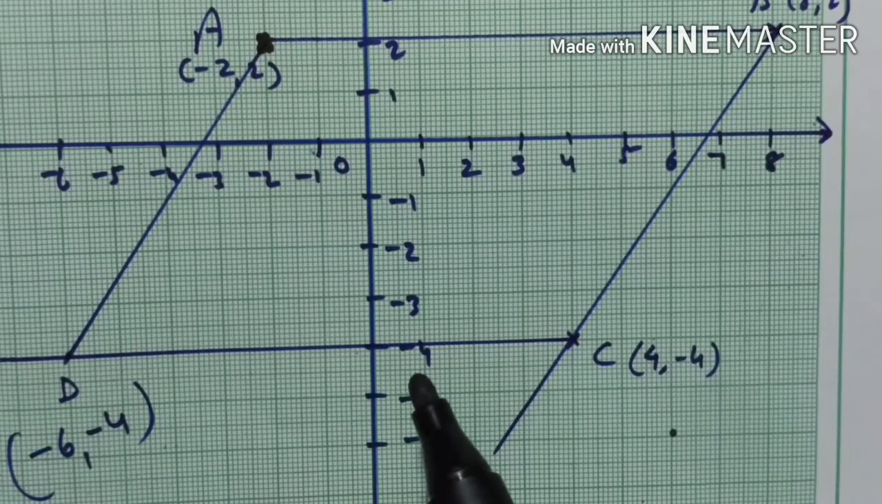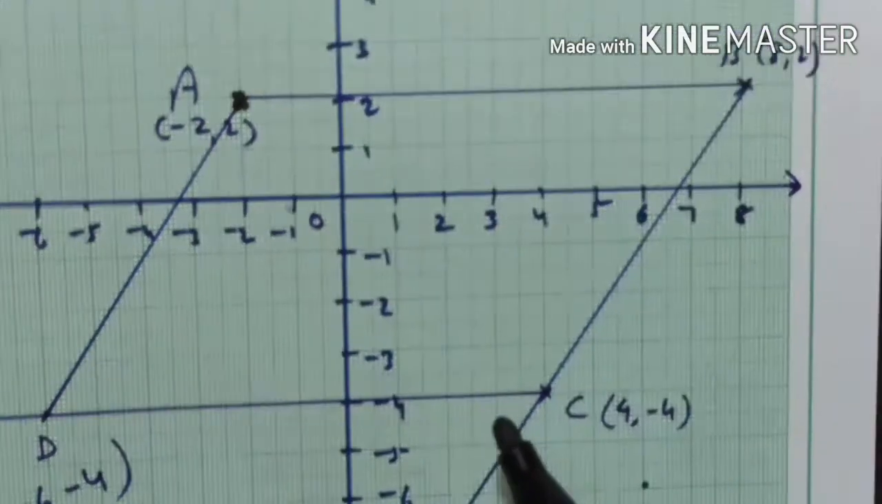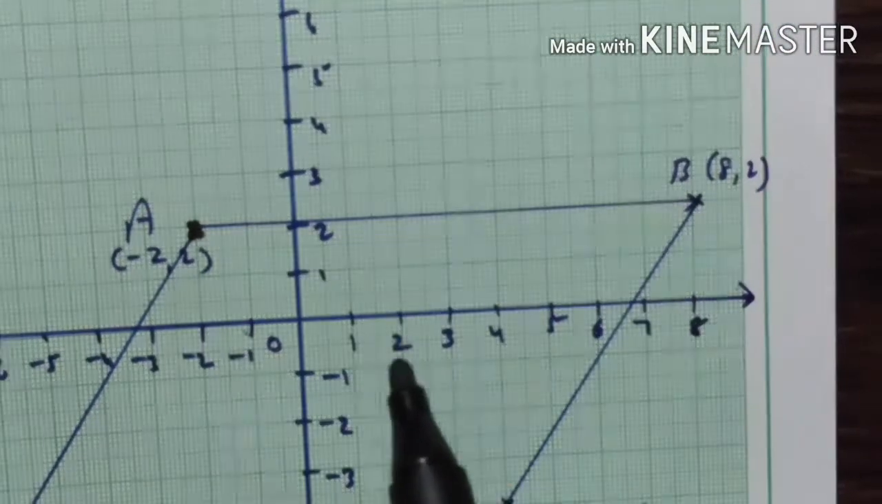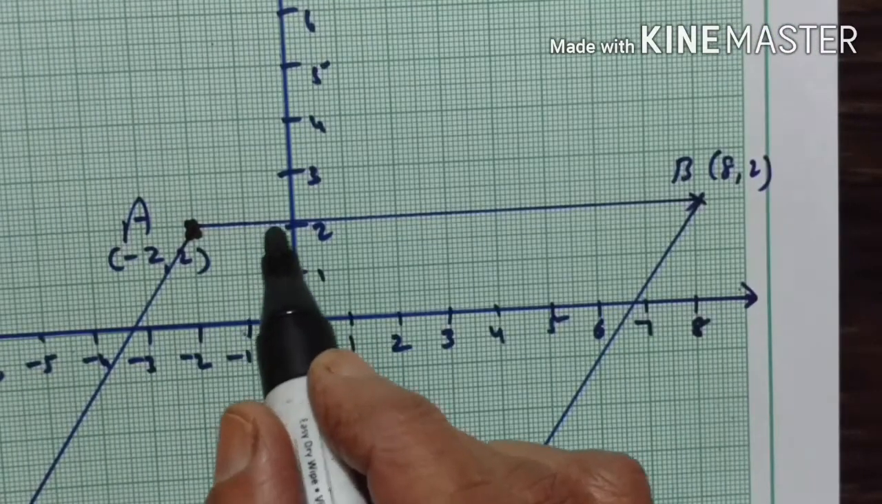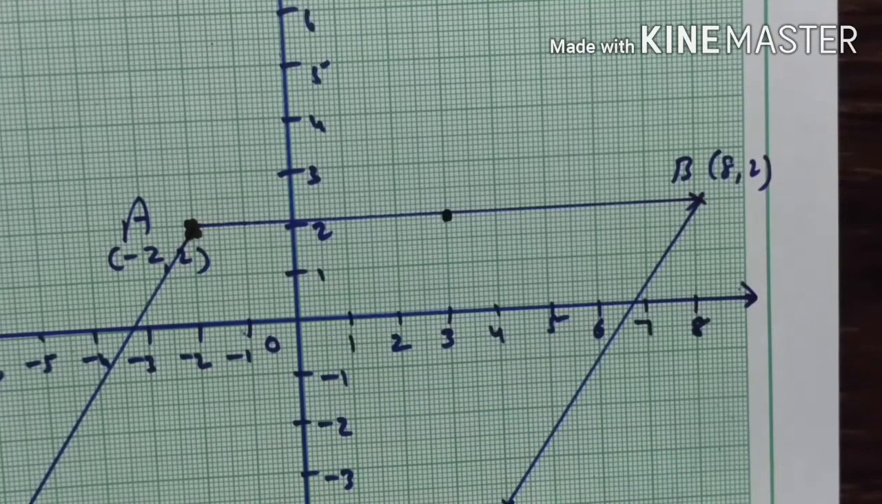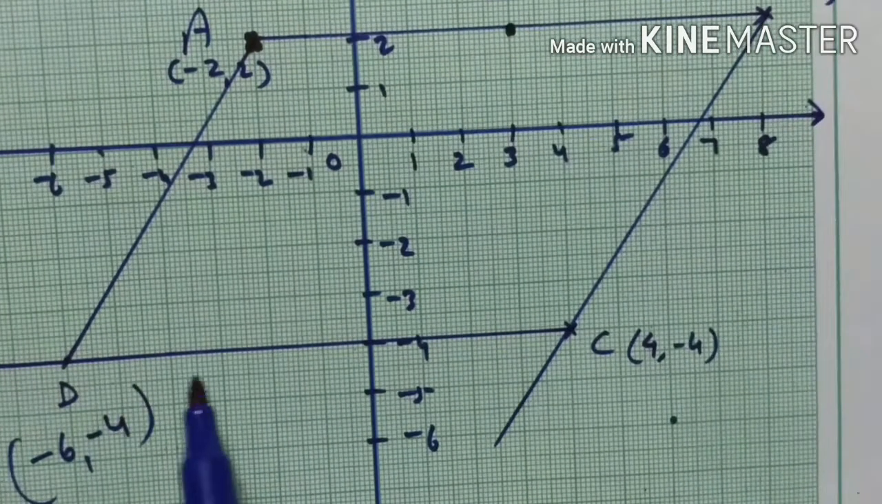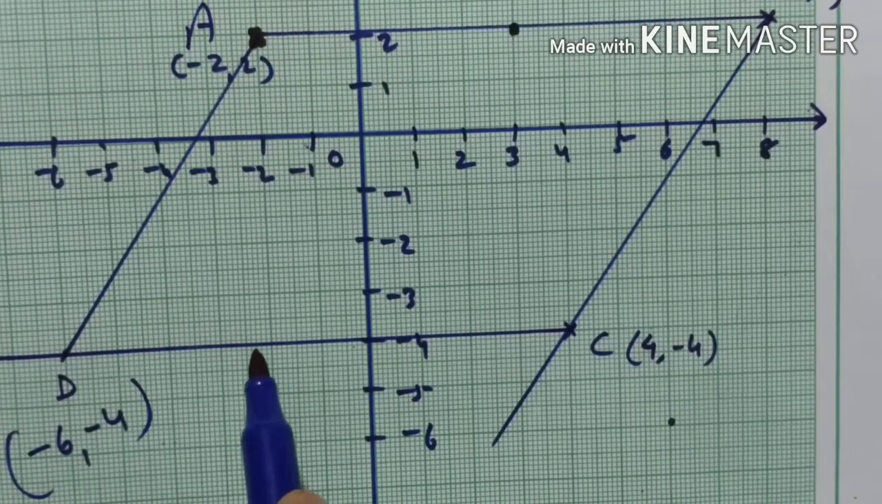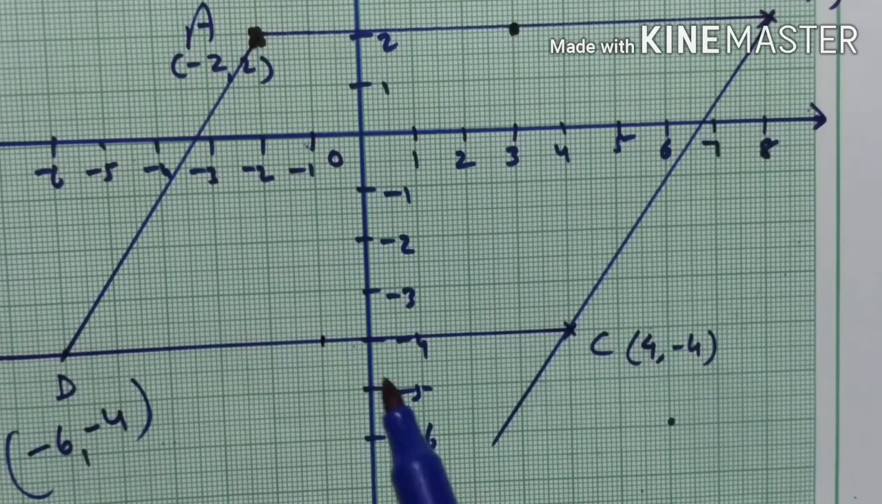And you have to find the midpoint of AB and CD. So 10 units, 10 divided by 2 is 5 units. 1, 2, 3, 4, 5. This is the midpoint of AB. And here 1, 2, 3, 4, 5. This is the midpoint of CD.